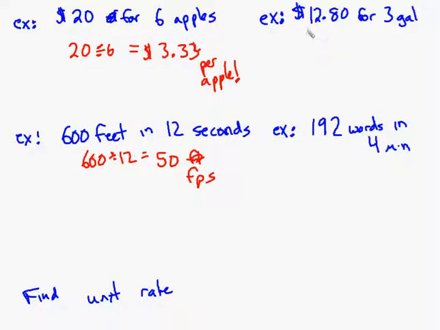All right, how about 1280 for 3 gallons? We do 1280 divided by what? 3, and that gives us our price per gallon. So how much is this as gas? 4.26.